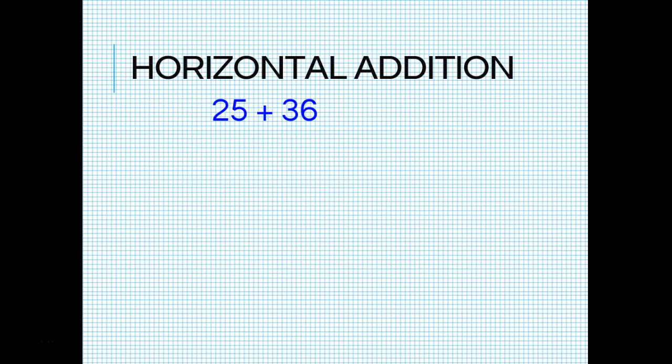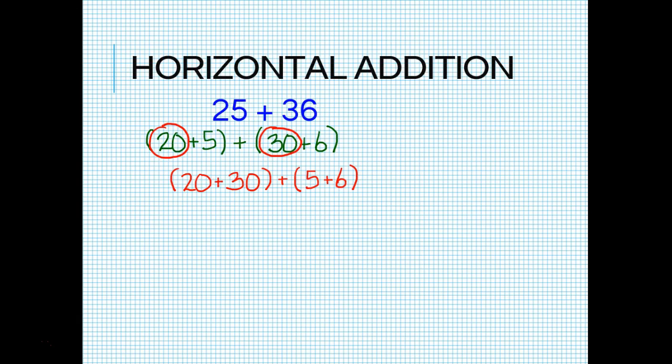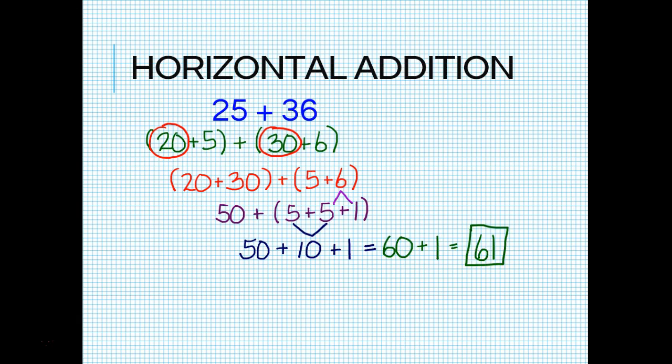Here's another one, 25 plus 36. How can I decompose 25 and 36? 25 becomes 20 plus 5, and 36 becomes 30 plus 6. Again, I want to gather my tens and make more if I can. I can combine 20 plus 30 and 5 plus 6. Of course, 20 plus 30 equals 50. Now, do you see that I can pull another 10 out of my ones by decomposing the 6 into 5 plus 1? Now I am left with 50 plus 10 plus 1, which equals 61.